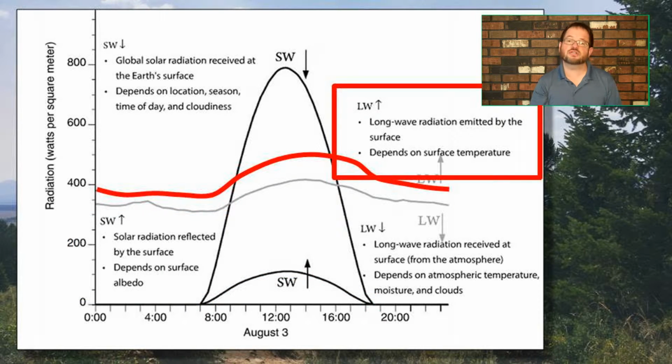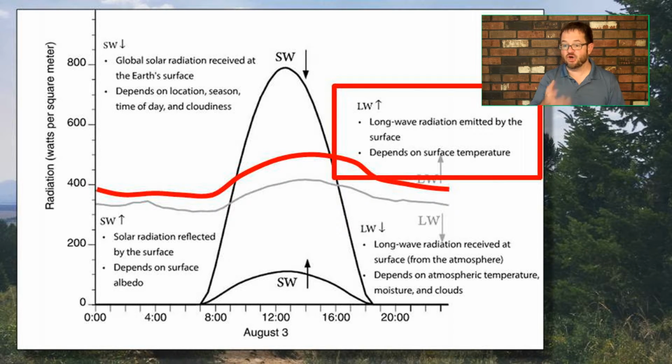Another term that's shown on here is longwave up, or outgoing longwave radiation. This is radiation that is being emitted by the surface of the Earth, and by Stefan-Boltzmann's law, that would be determined by the temperature of the surface of the Earth. You can see there's sort of a little cycle there. At night when it's cooler, there's less longwave radiation being emitted upward, and during the day when the surface is warmer, you are emitting more longwave radiation up.